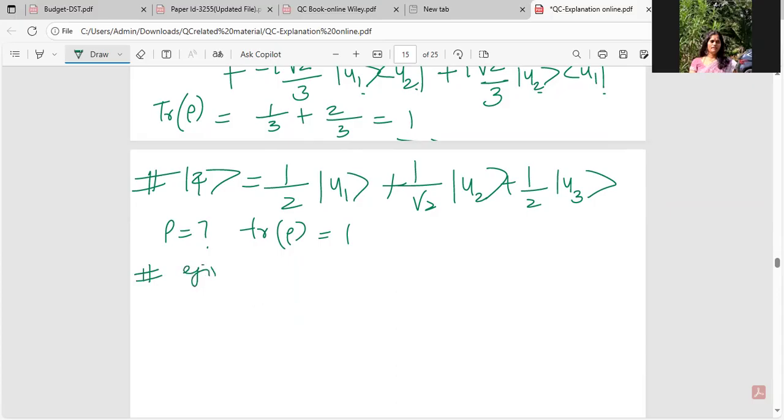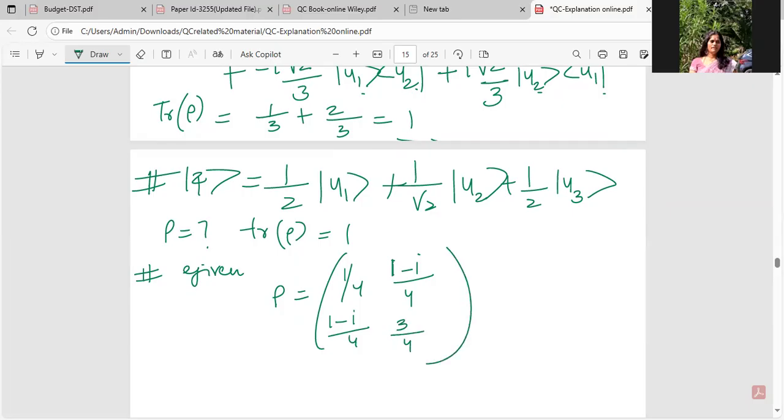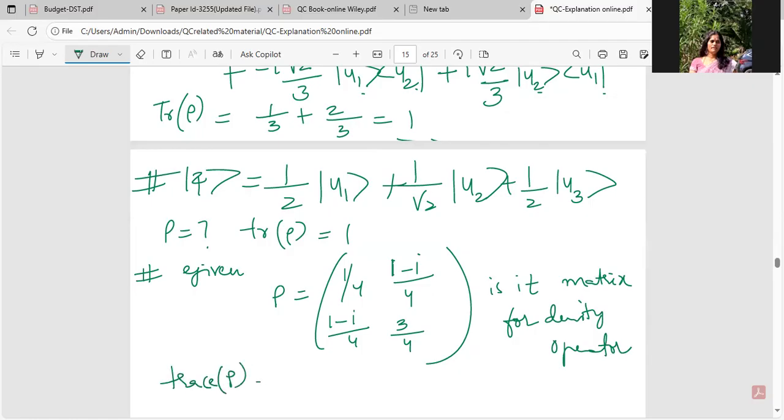Now, there's one more question. Given rho is equal to the matrix 1 by 4, minus 1 minus i by 4, 1 minus i by 4, 3 by 4. The question asked is: is it a matrix for a density operator? Now, see the trace. Trace of a density operator is always 1. So, see the trace: 1 by 4 plus 3 by 4 is 1.